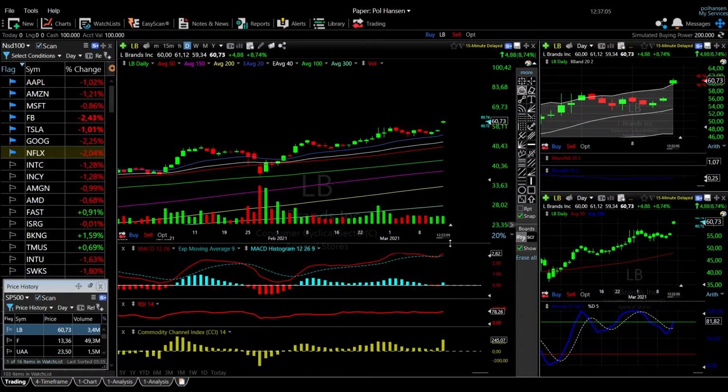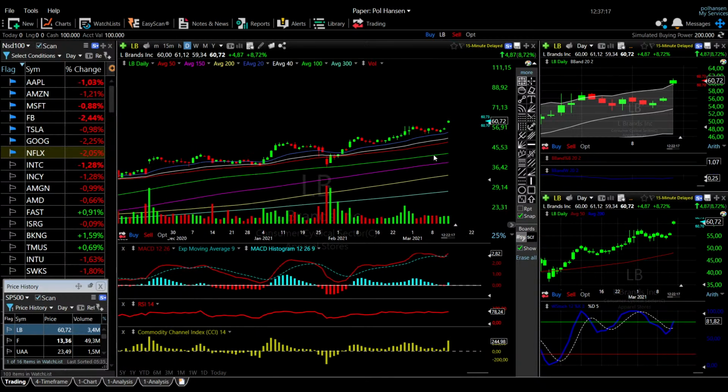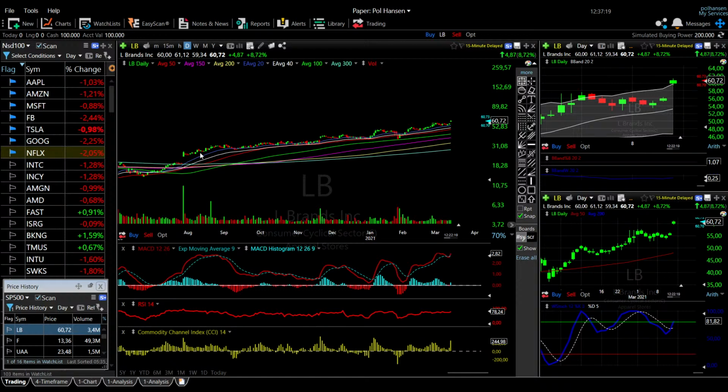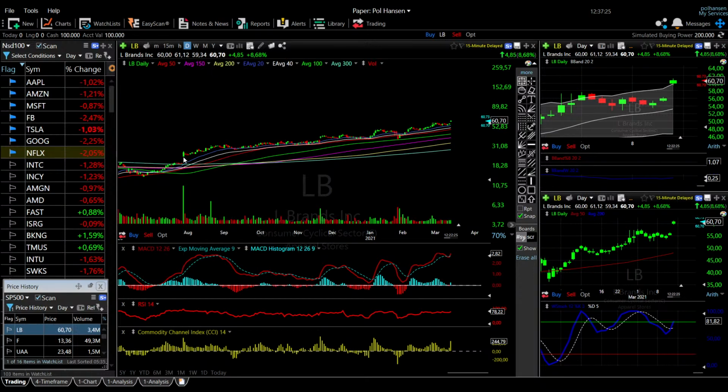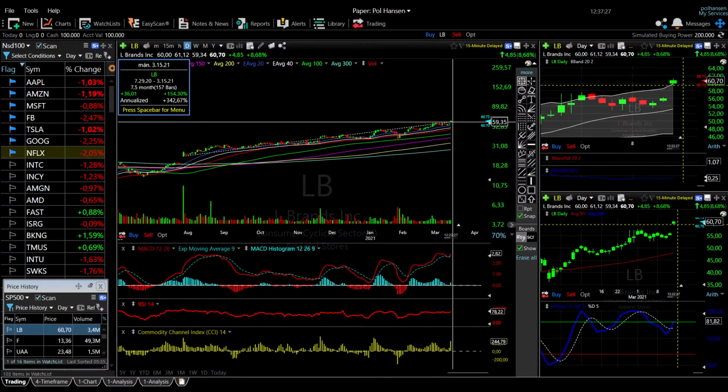So this is most likely a stock that could fall back towards the middle. It doesn't necessarily mean that it will do that, but it could. This is a stock that has been trending to the upside for a very long time. It's basically been trending to the upside since August. So this has rallied around 154%.